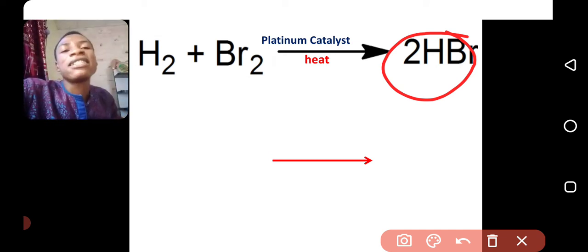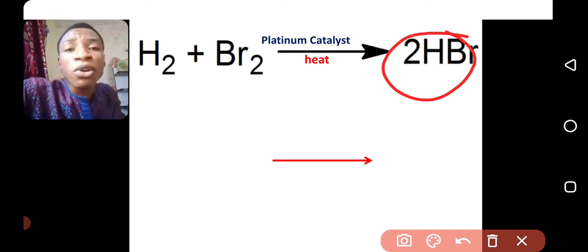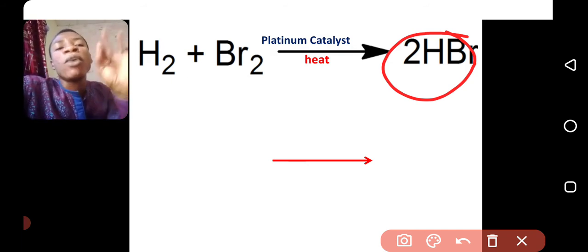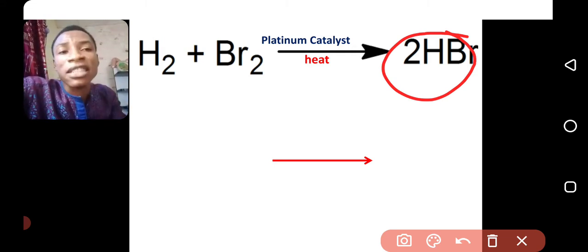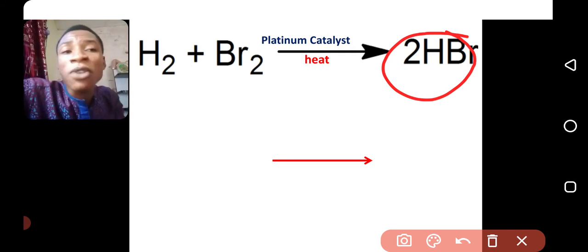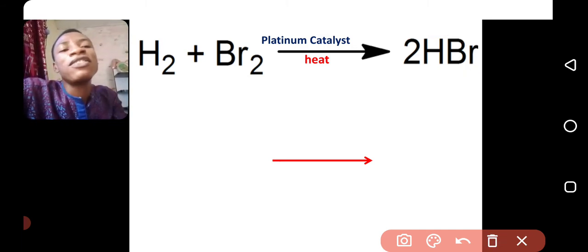A catalyst is a substance which speeds up the rate of a reaction. Some reactions might be very slow even after you have heated them. But when you add a catalyst, it will make the reaction very, very fast. So a reaction that would have taken about 10 hours could happen in 10 minutes with the use of a catalyst. So you define catalyst as a substance which speeds up the rate of a chemical reaction.